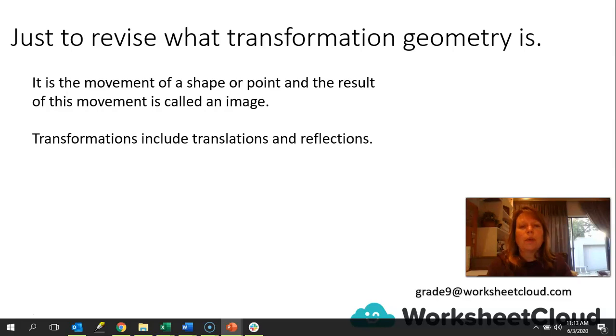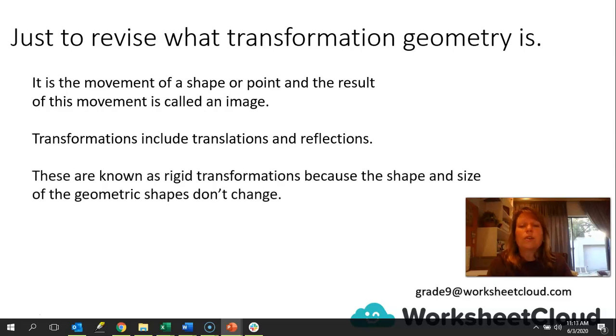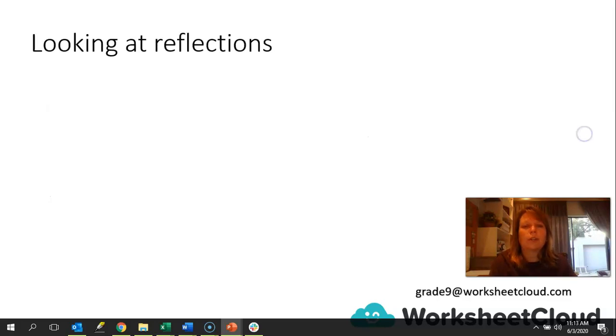Transformations include translations, as you know, and reflections, and that's what we're going to deal with today, the reflections. These are known as rigid transformations. Why? Because the shape and size of the geometric shapes don't change, or the geometric point. Last time when we did translations, you saw that the shape and the size of the shape that we translated did not change. It just changed positions on the Cartesian plane. Now we're going to look at reflections, and I'm sure you know exactly what's going to happen.